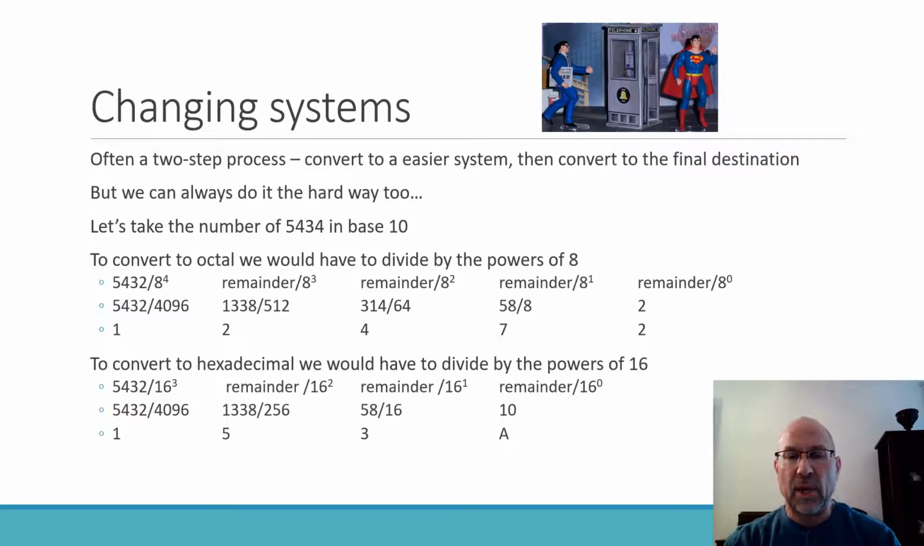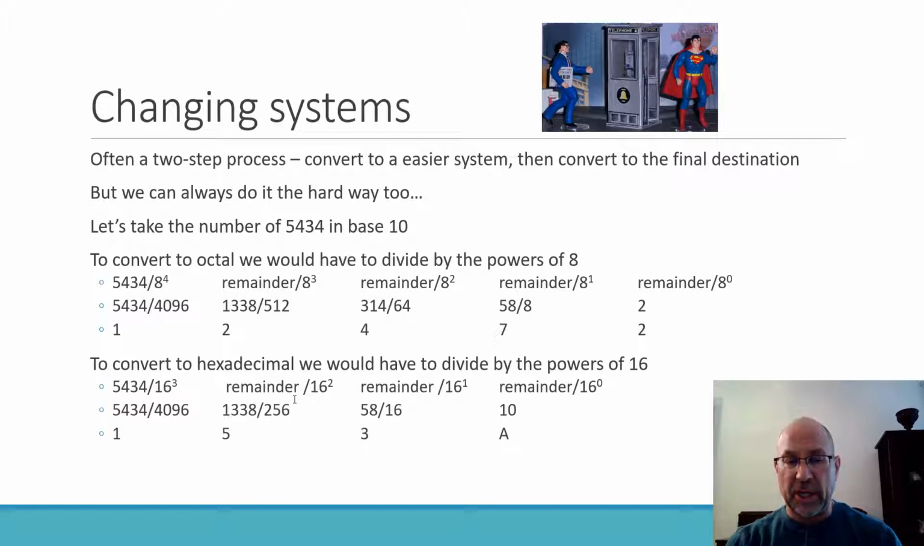Let's say that we have the number 5,434 in base 10. So we know that that's an Arabic number. We know that each digit can be in a range from 0 to 9. So to convert this to octal, we would first have to figure out what powers of 8 were necessary. You have to know what's 8 to the first, what's 8 squared, what's 8 to the third, what's 8 to the fourth, and so on. And do we need those numbers?